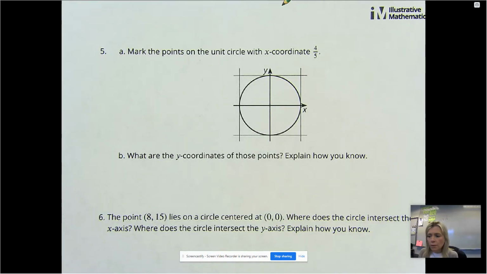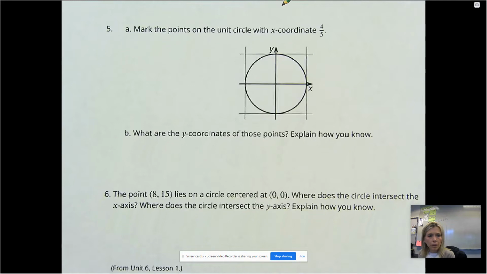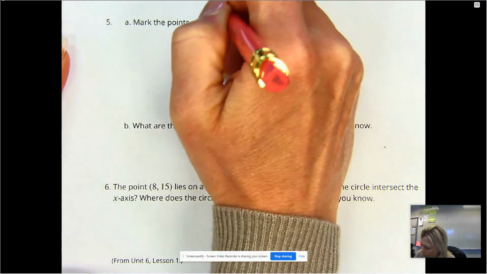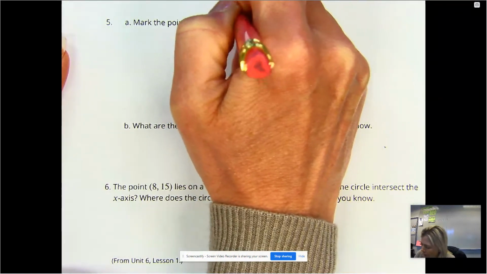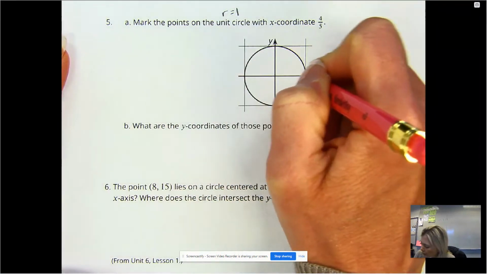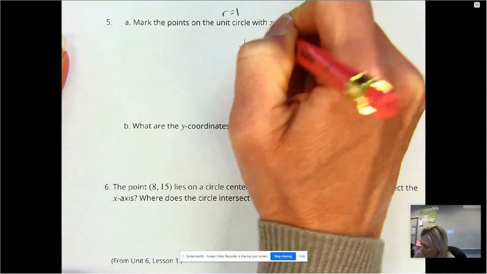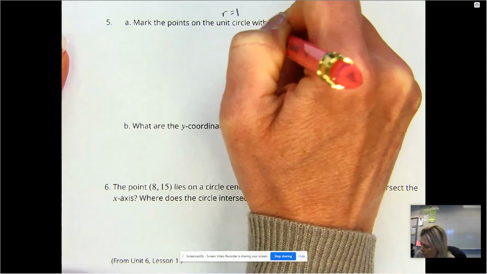All right, so let's finish up the assignment. Sorry about number 5. When I first did it, I knew the answer and I was using that in the equation. So number 5, going back to what we said we know, unit circle means the radius is equal to 1. And so I know this point right here is at (1, 0), and then all the way around the circle, (0, 1).